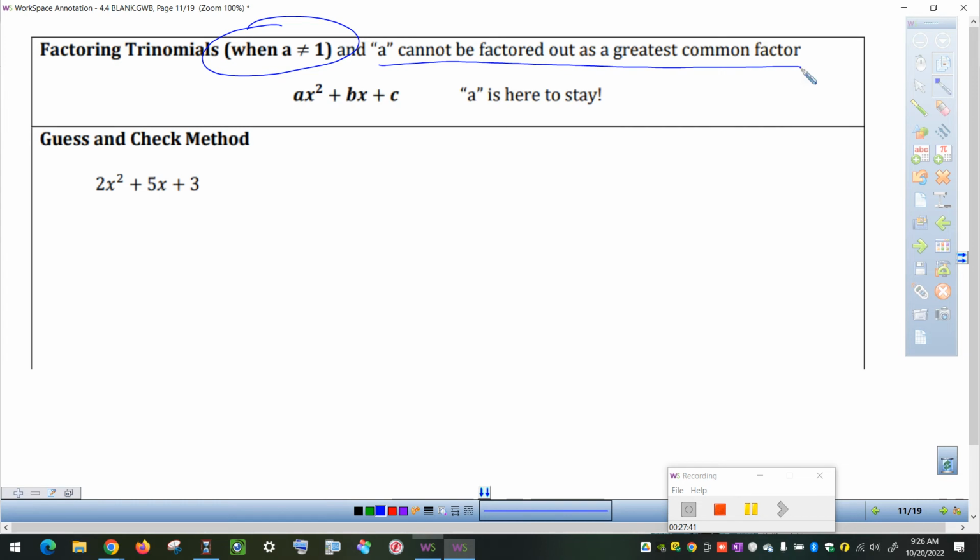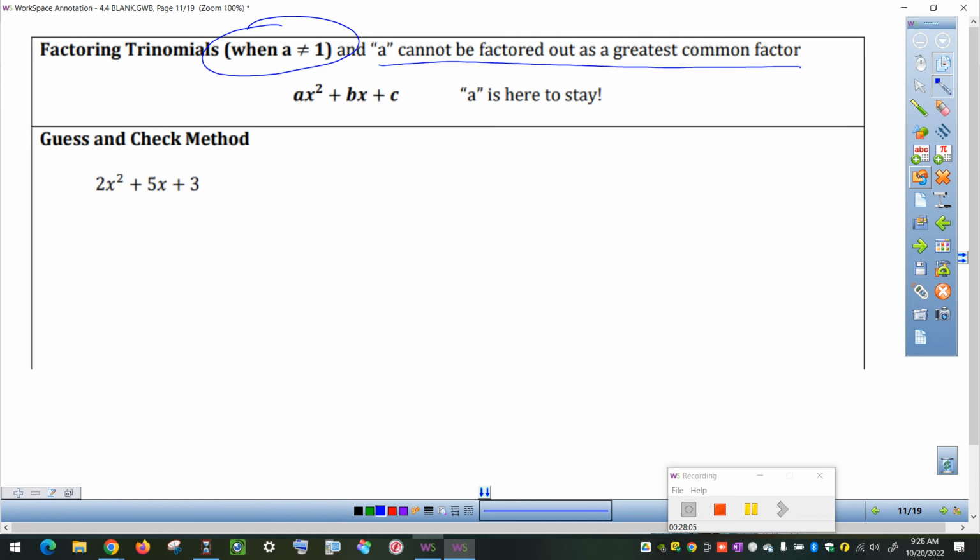I can't do what I did before, because even though the first one divides by 2, I can't do 5 divided by 2 evenly. I don't want to deal with fractions. I can't do 3 divided by 2. So 2 is actually not a greatest common factor. If you don't have something that you can divide everything by, you actually don't have a greatest common factor. And that's fine. We don't always have one.